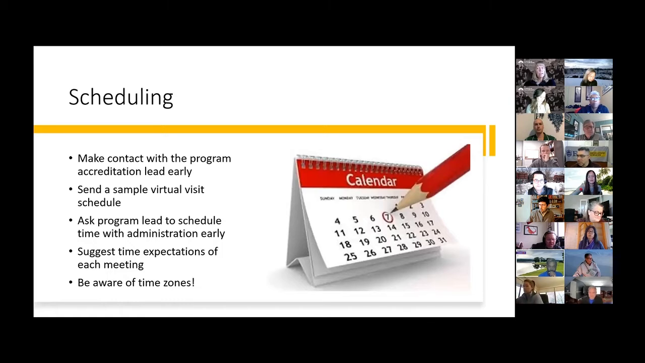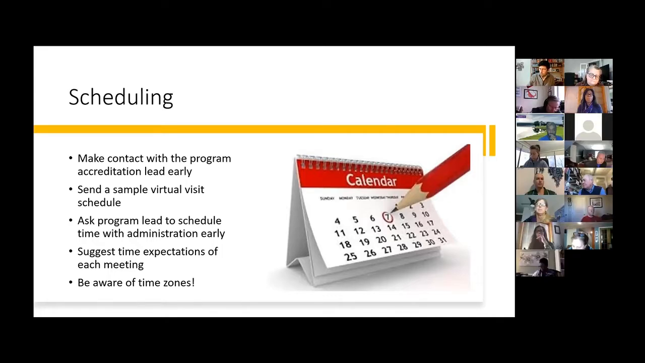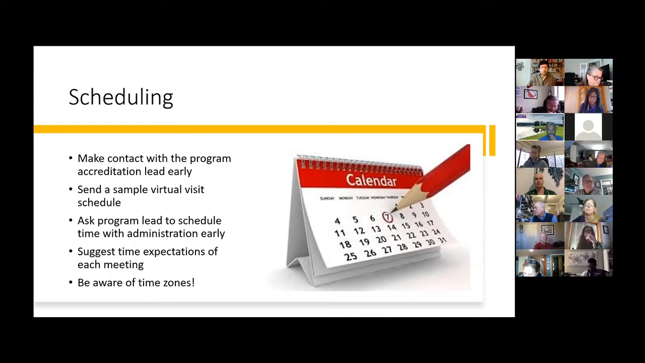So from a purpose for scheduling virtual visits, it's really critical to make contact with the program accreditation lead as early as possible. That means once you receive approval from council to move forward with the visit, it's a good opportunity to start communicating with that lead to get that schedule going. All scheduled visits are for a full week, and you can take advantage of that full week by spreading the visit out. This is an advantage to a virtual visit versus an in-person visit. There really isn't any financial cost for you to spread the visit out over 3 or 4 days, potentially even for the full week.